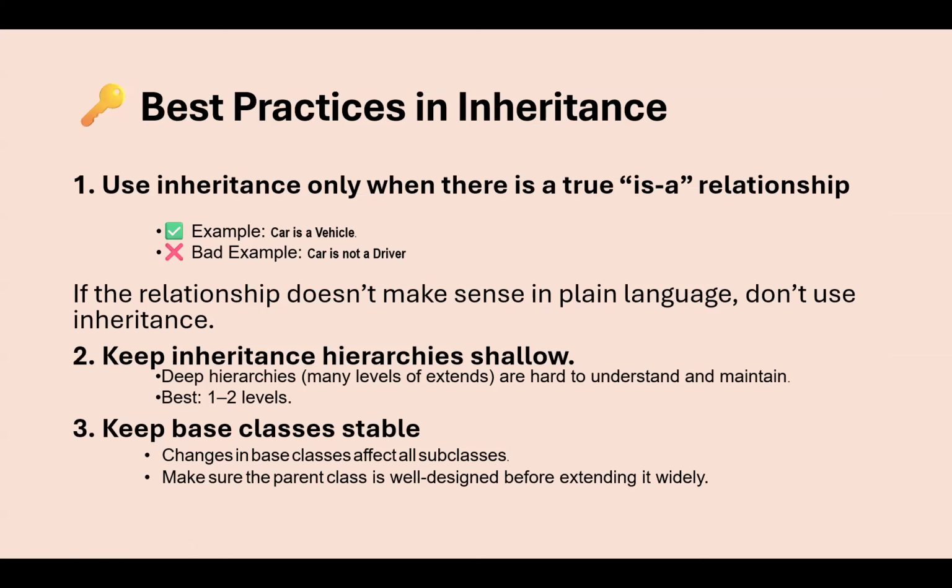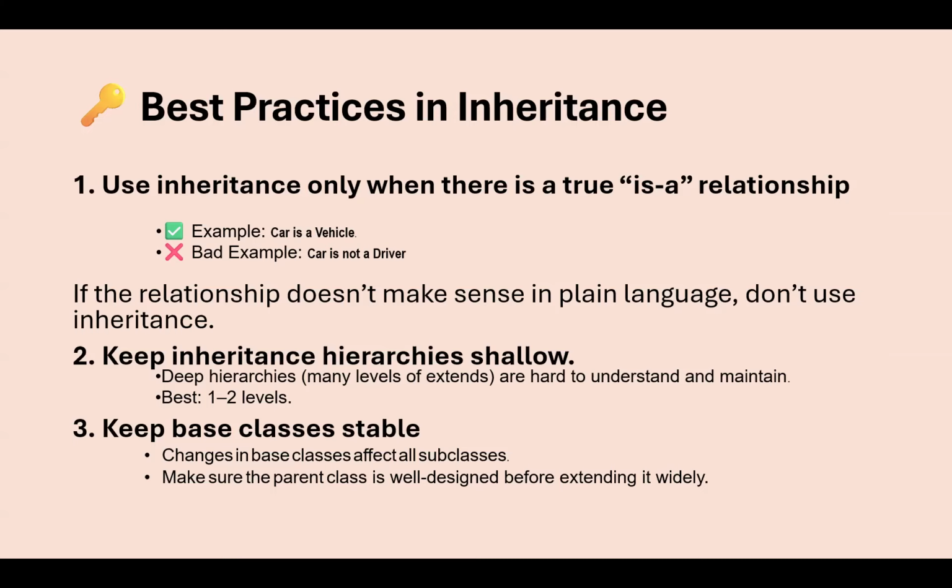Right. What are best practices in inheritance? When you are implementing inheritance, make sure you have an "is a" relationship. Car is a vehicle. Dog is an animal. Likewise, chair is a furniture. Student is a human. Now, car is not a driver. Yes, driver is associated with a car, but car is not a driver. If the relationship doesn't make sense in plain language, don't use it as inheritance.